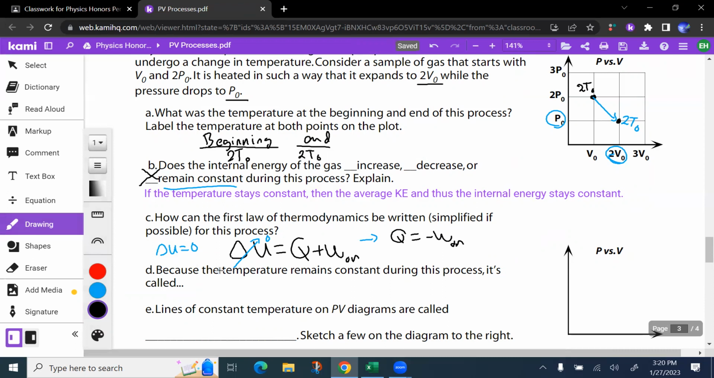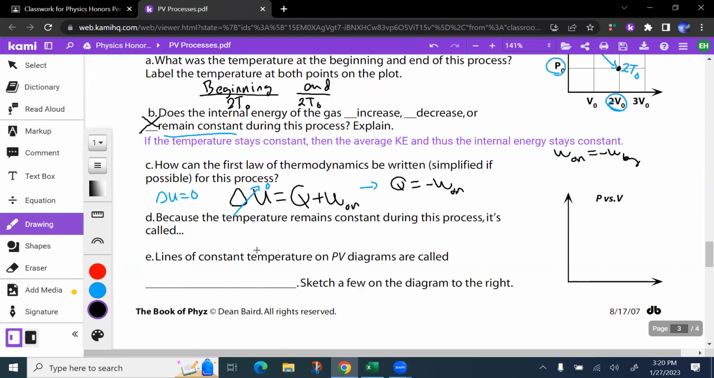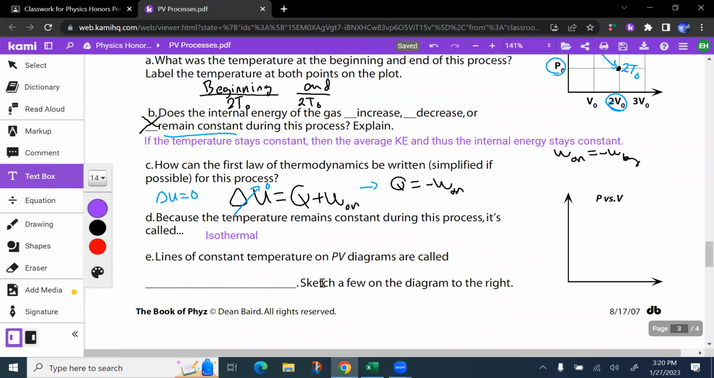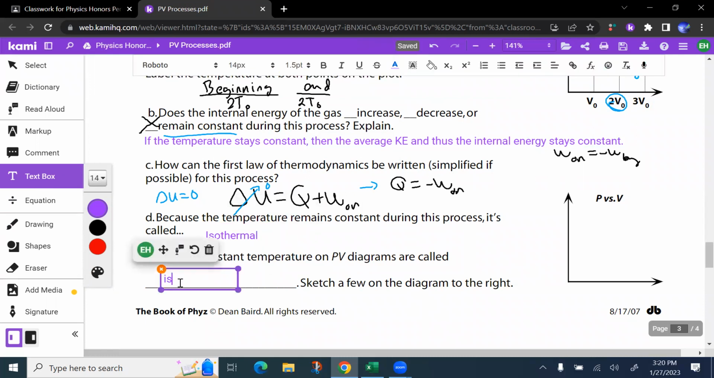Remember, something to note, work done on the gas is the negative of work done by the gas, and vice versa. They're opposite perspectives. On the gas is when we compress it, by the gas is when the gas is pushing to expand. So they're going to have opposite signs of work. Because the temperature remains constant, this process is called isothermal. Lines of constant temperature on PV diagrams are called isotherms.